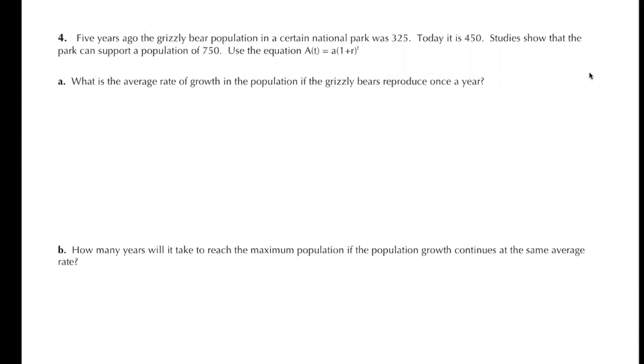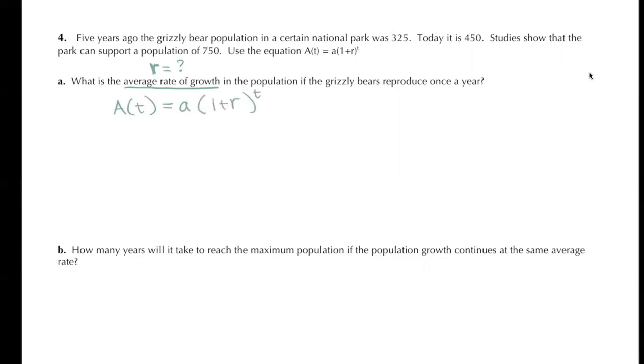Okay, so here's my first tip for you guys in doing word problems. First, know what you're looking for, right? So part A says, what is the average rate of growth? So that means I'm looking for R. All right, I'm looking for R in this formula. If the grizzlies reproduce once a year, okay? The reason I'm focusing on what I'm looking for is because that tells me which variables I still need. So I still need A parentheses T. I still need A. I don't know R, and I need T.